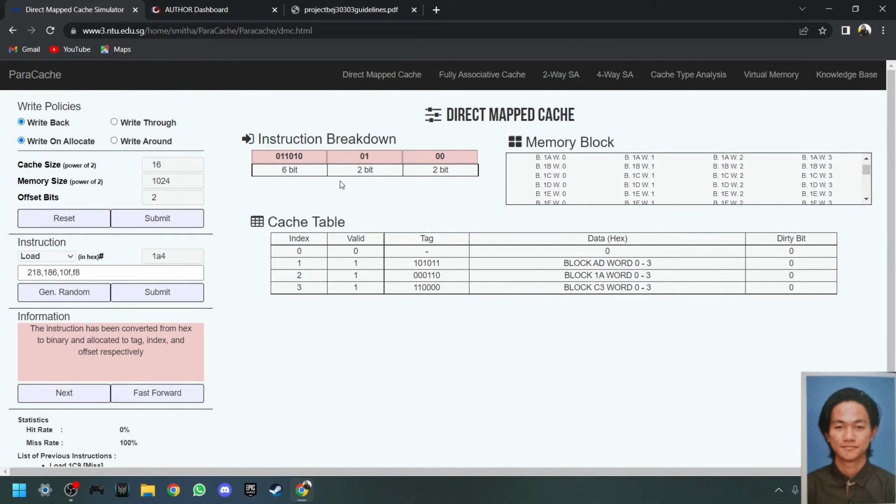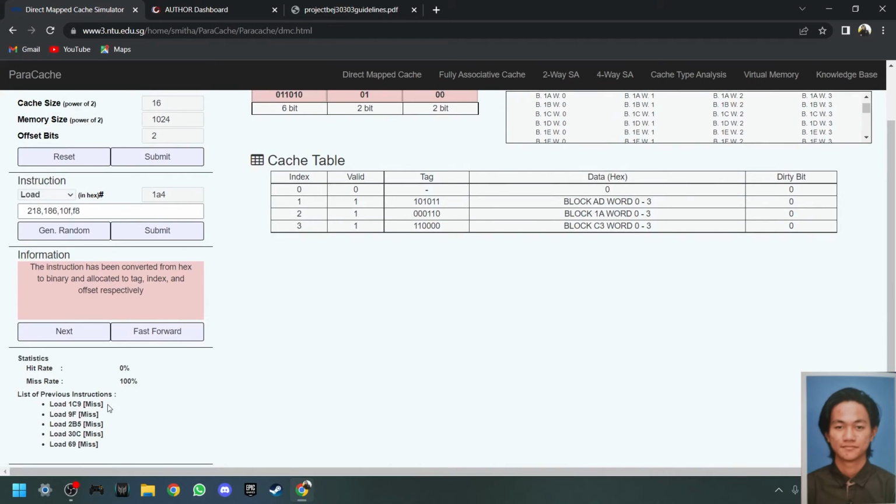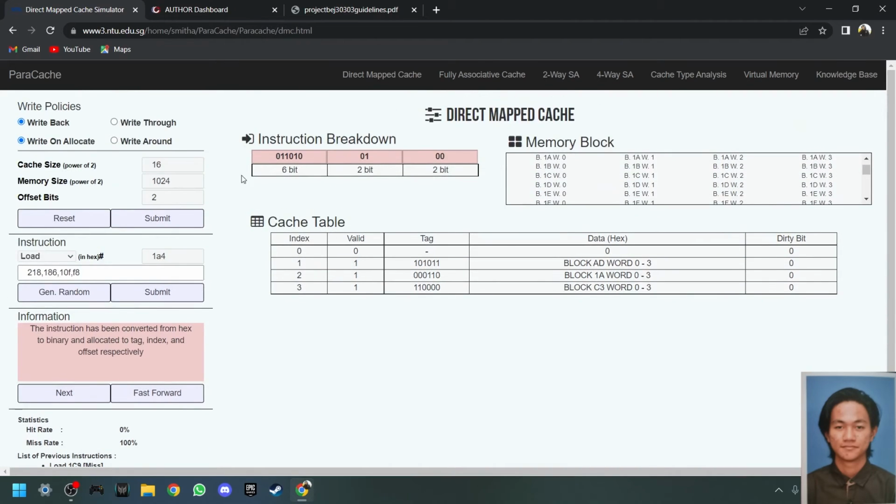Okay, this is my direct map cache, and as we can see here, I've already started halfway, but I can explain it. This is just the default numbering: the cache size, memory size, and offset bits. And then this is the address, the instruction breakdown. This is the tag, this is the block, and this is the word.